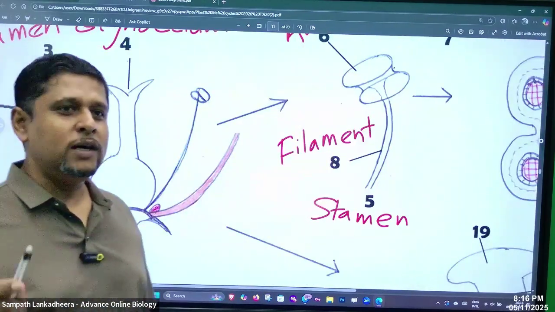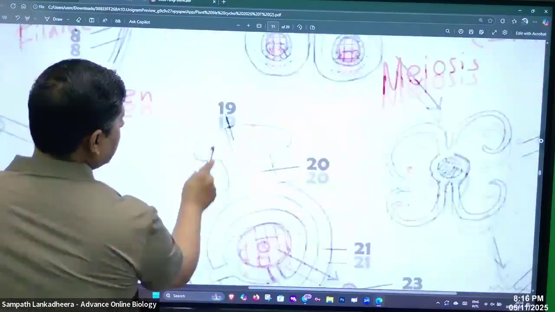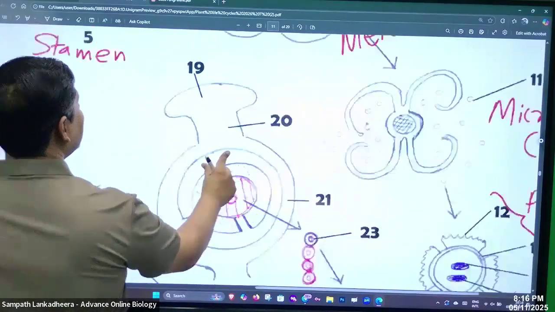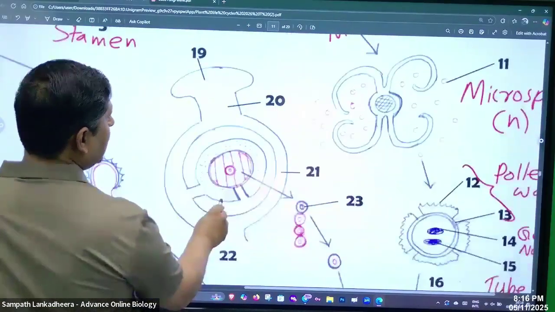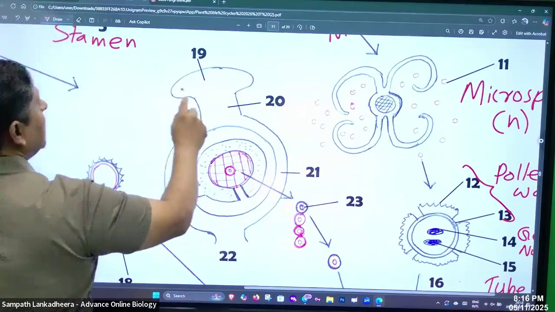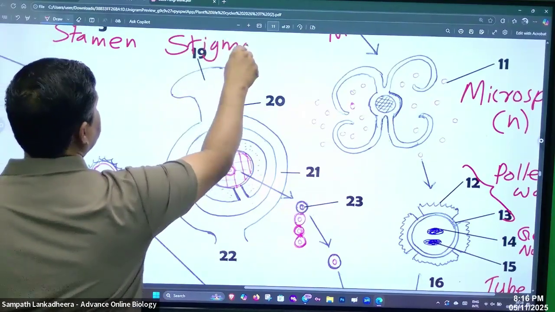So moving to the female part now, gynoecium. Starting from gynoecium, we come here. Number 19, 20, 21. What's number 19? Who's going to tell that? This is called stigma.